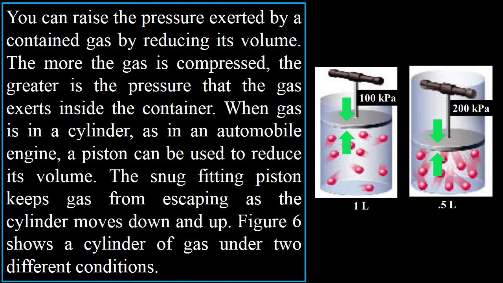When gas is in a cylinder, as in an automobile engine, a piston can be used to reduce the volume. The snug-fitting piston keeps gas from escaping as the cylinder moves up and down. Figure 6 shows a cylinder of gas under 2 different conditions. Now, I want to talk a bit about momentum. Momentum is important when understanding molecular theory, kinetic theory, and why an airbag works to help keep the driver and the passenger safe.